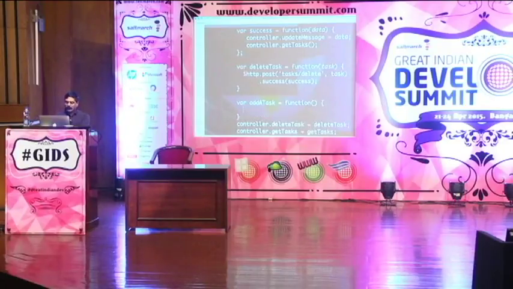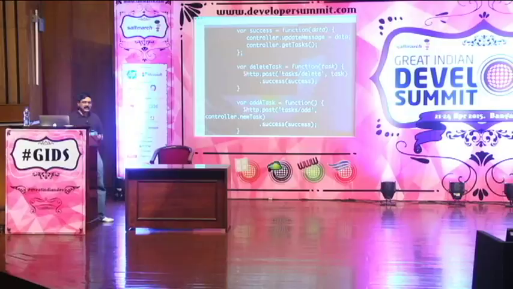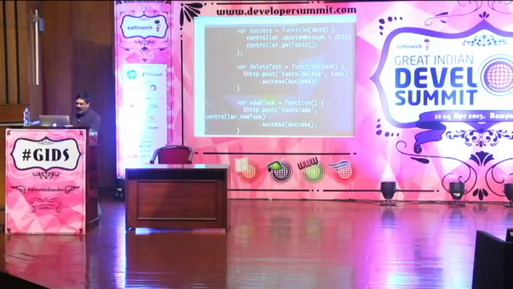It doesn't take any parameters, but instead it says HTTP, again a post, and this time it's going to be tasks/add, and the value is going to be what? Controller.newTask, that's correct. And then .success, it's going to be the same success function, correct? Because what's the difference between add and delete? We simply have to refresh and post the message anyways, right?